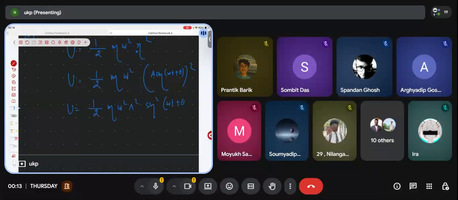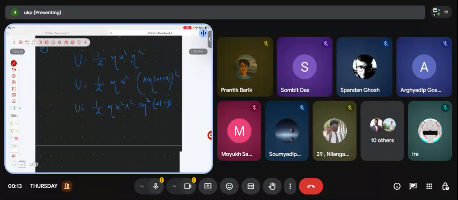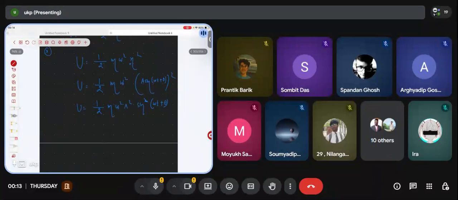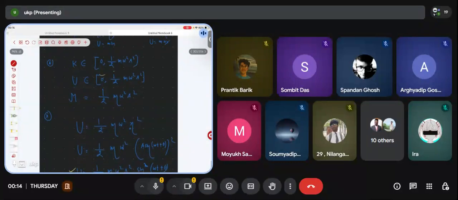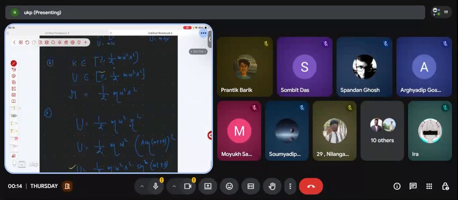Sir, okay, but why do you need this? Just like that. Okay, Babu, just tell me, from this expression can we confirm in which range U is varying? What is the minimum value of sine square? 0. What is the maximum value of sine square? 1. So the minimum value of this total expression will be 0, and the maximum value will be half m omega square a square into 1, that is half m omega square a square. So can we justify from this expression as well that U is varying in this range only? Yes, sir.